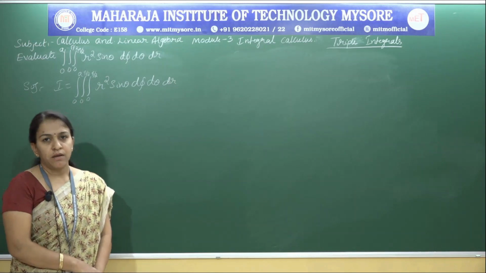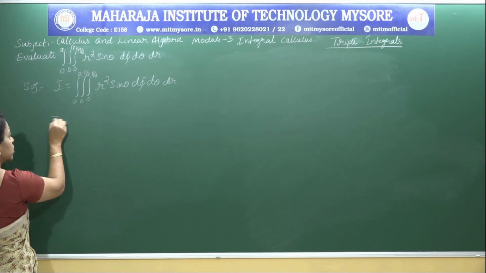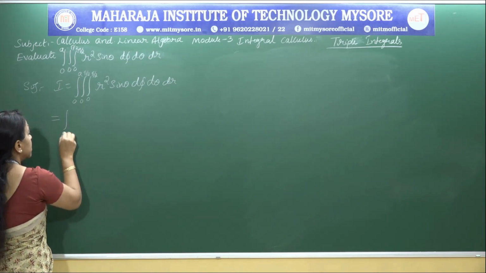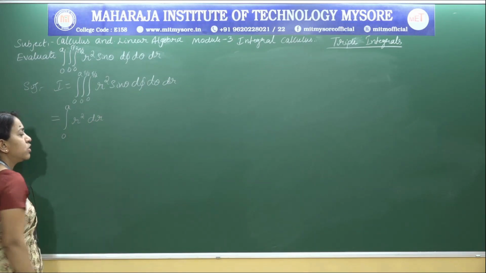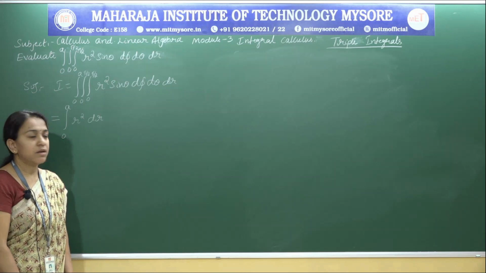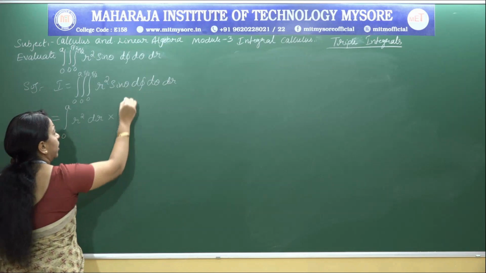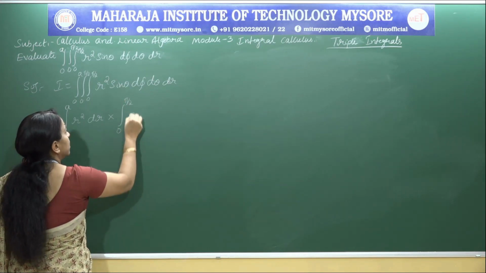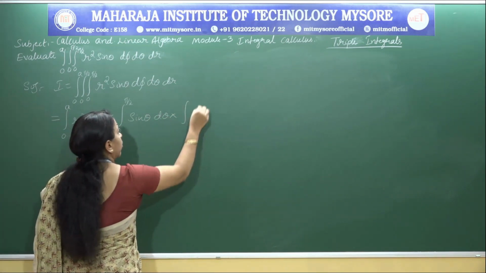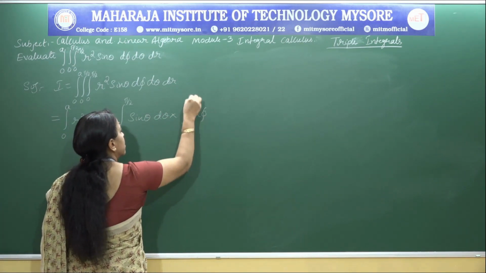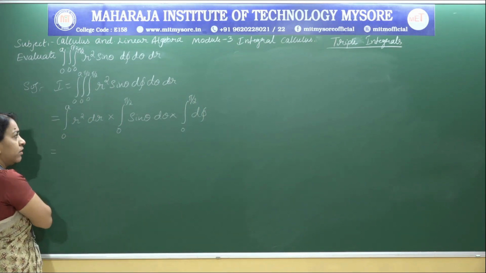Therefore, I can split the triple integral as a multiple of single integrals as we solved in the previous two problems. So integral 0 to a r square dr. So the limit 0 to a stands for variable r, whereas theta and phi vary between 0 to pi by 2: sin theta d theta into the integral of d phi between the limit 0 to pi by 2.